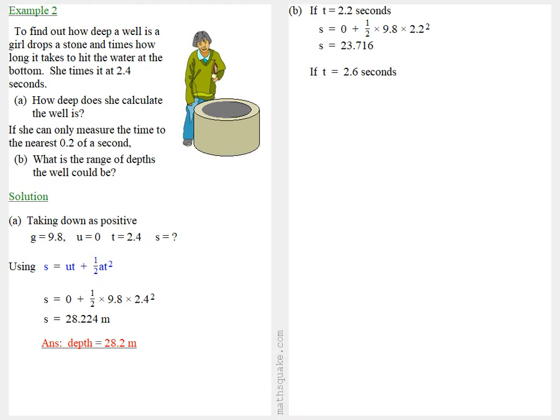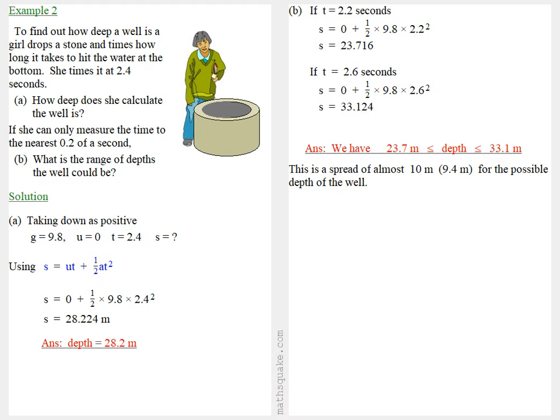Alternatively, the maximum value t could have is 2.6 seconds, in which case s is equal to 0 plus a half times 9.8 times 2.6 squared, which is 33.124. And so we see the depth lies between 23.7 metres and 33.1 metres. Now this is in fact a spread of almost 10 metres, in fact 9.4 metres, for the possible depth of the well.